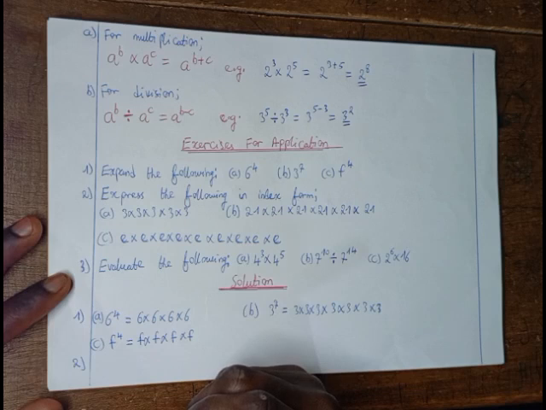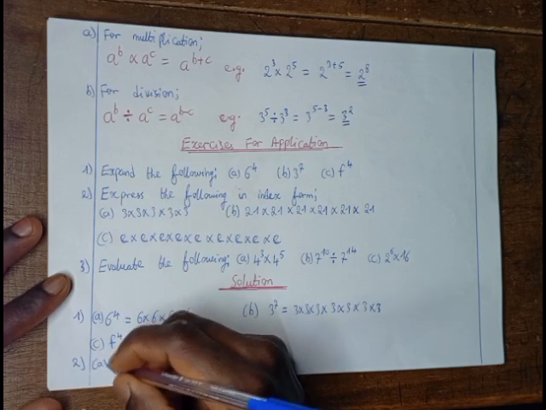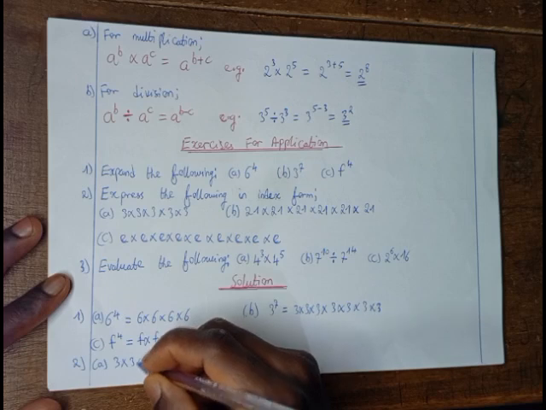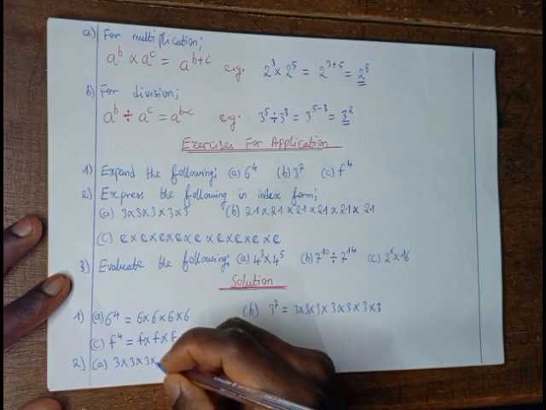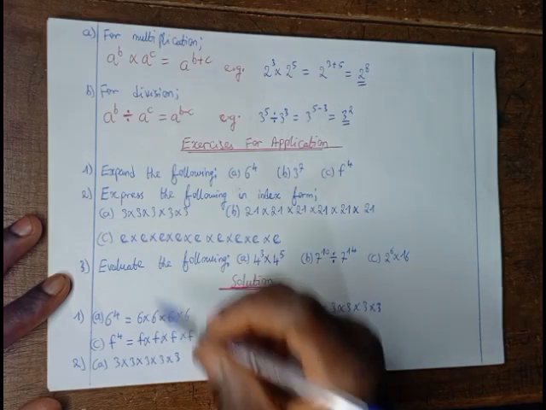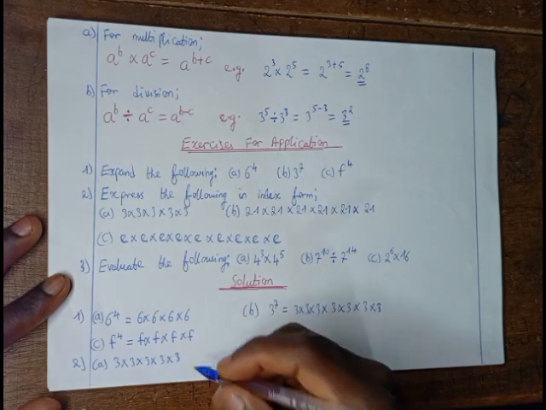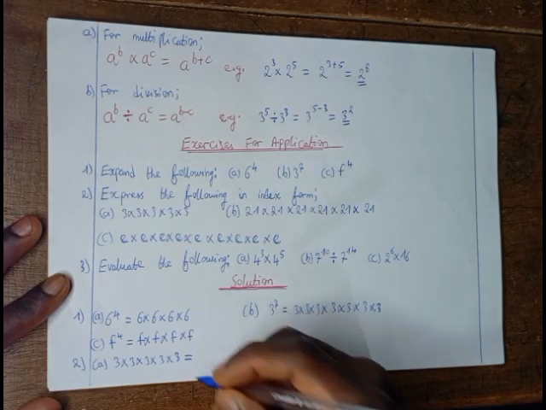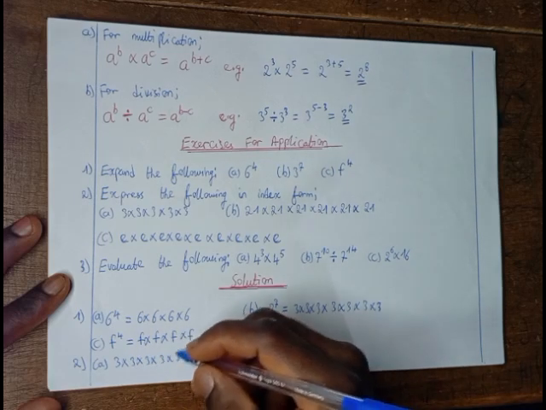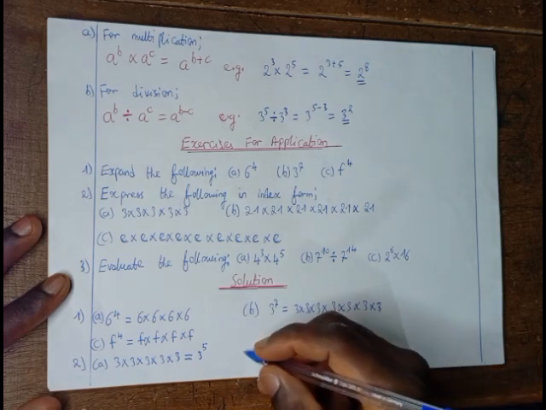Question 2 says express the following in index form. For A, we have 3 times 3 times 3 times 3 times 3. We have 1, 2, 3, 4, 5. So this will simply be equal to 3 raised to the power 5. This is the answer. We go now to B.